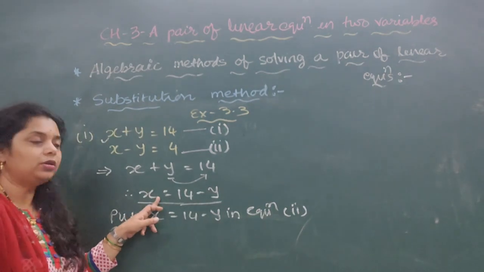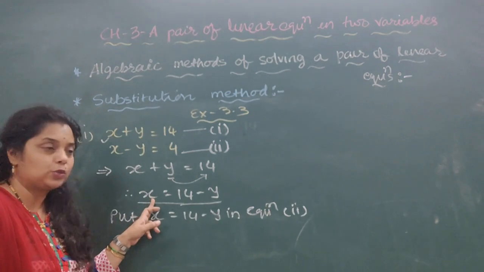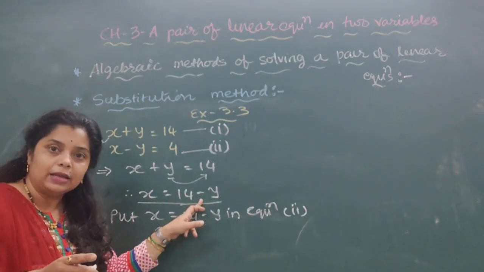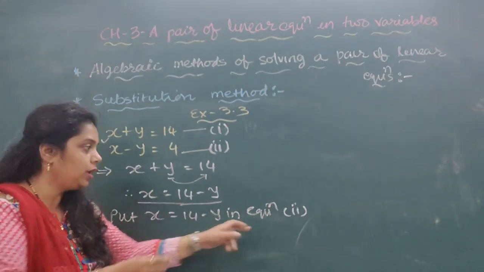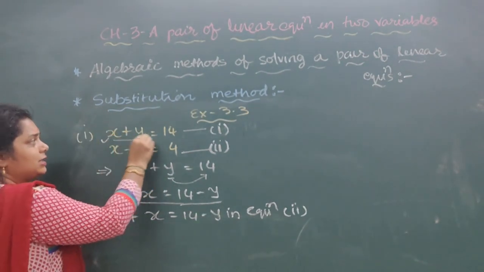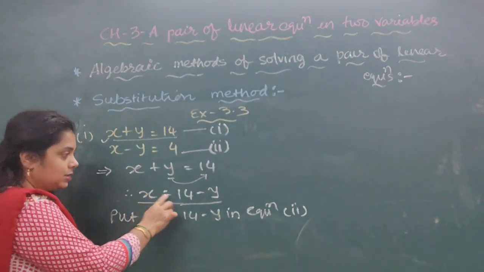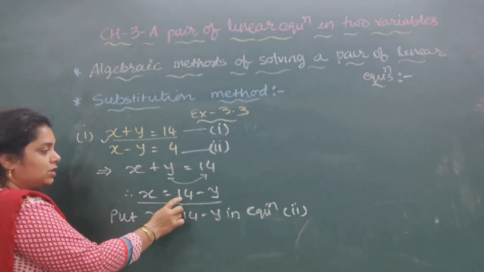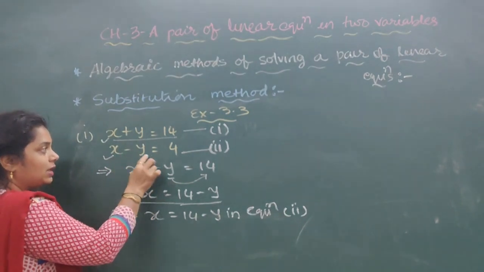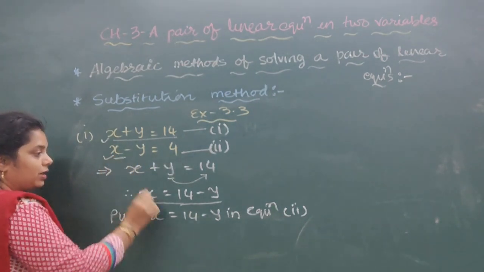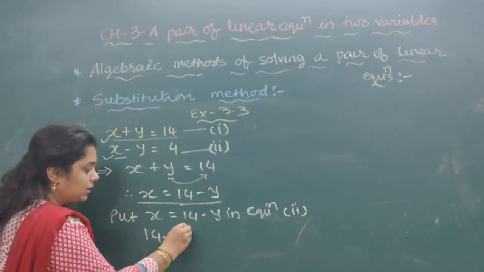Any one equation you use to express one variable in terms of another, and then you have to put that value in the other equation. So I have selected x plus y is equal to 14 for the expression x is equal to 14 minus y. Now this value I have to put in the second equation. Here the second equation is x minus y is equal to 4. So instead of x, what should I write now? 14 minus y.